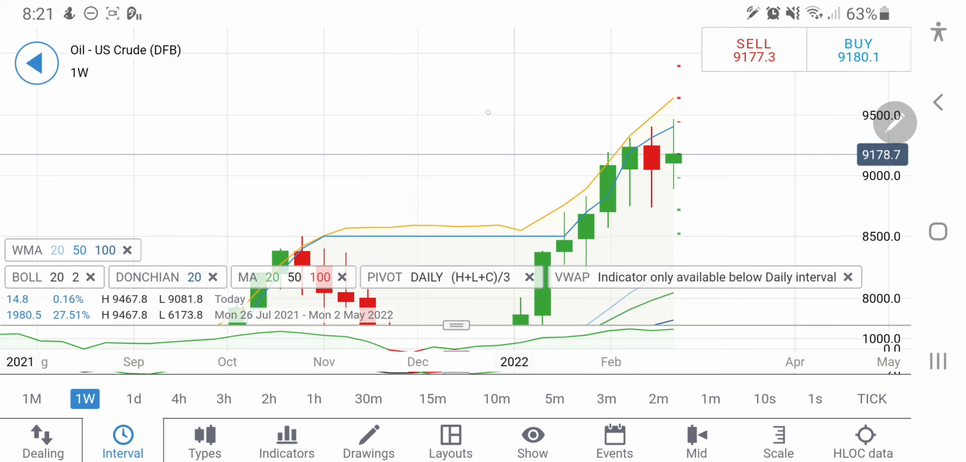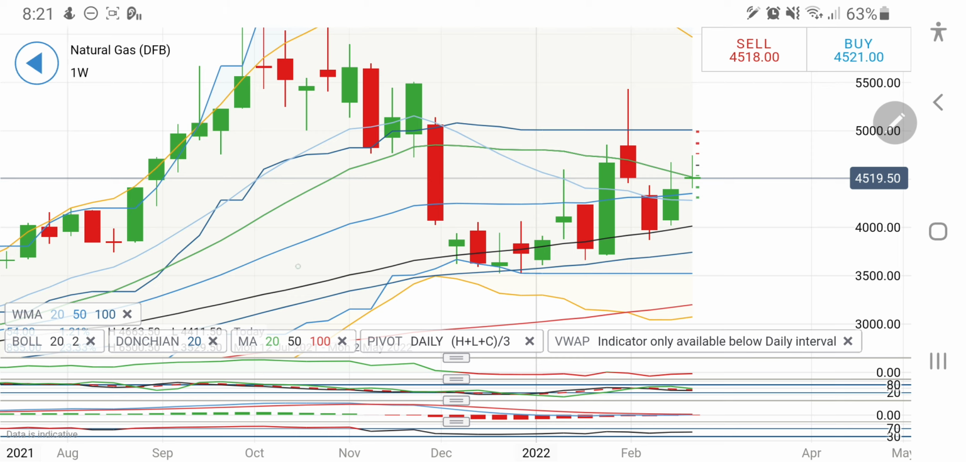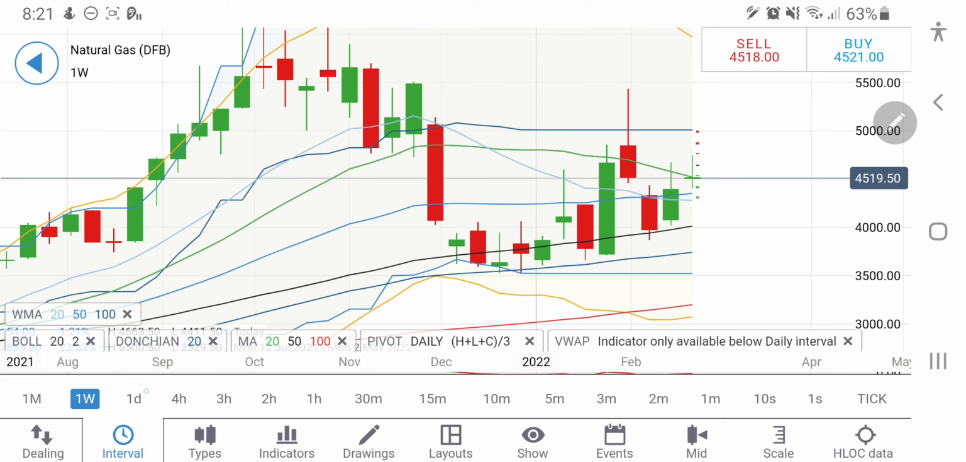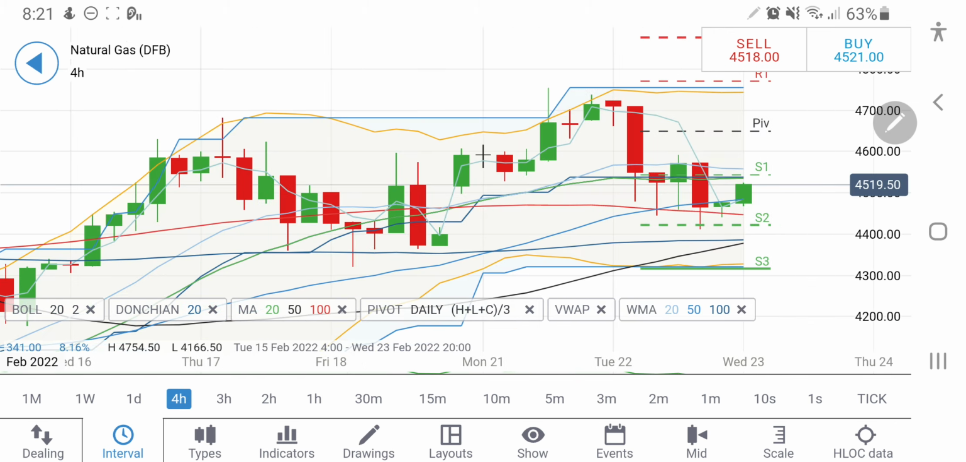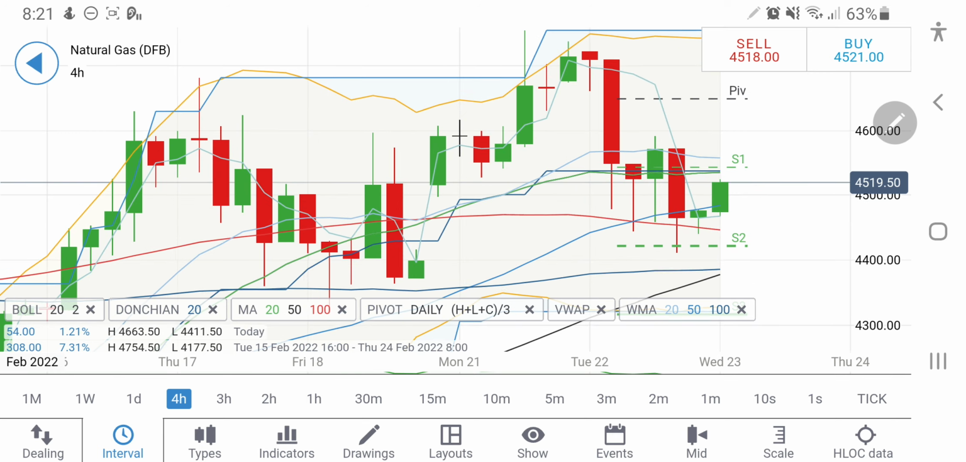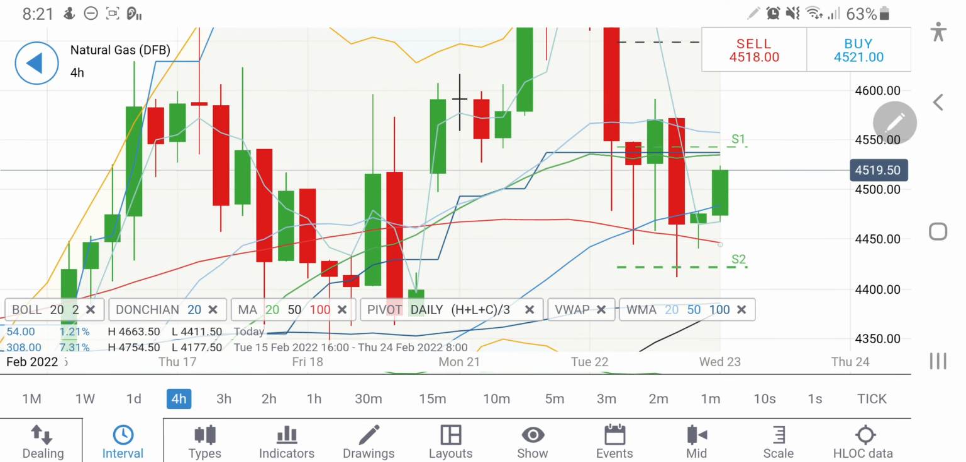Now let's have a look at natural gas. NG on the weekly charts, a high has already been achieved. Now let's come back to the 4-hour charts. Here on the 4-hour charts you can find that there is a strong support for NG at 4470 levels, 4460 levels. With the support at 4460, it is trying to rise.